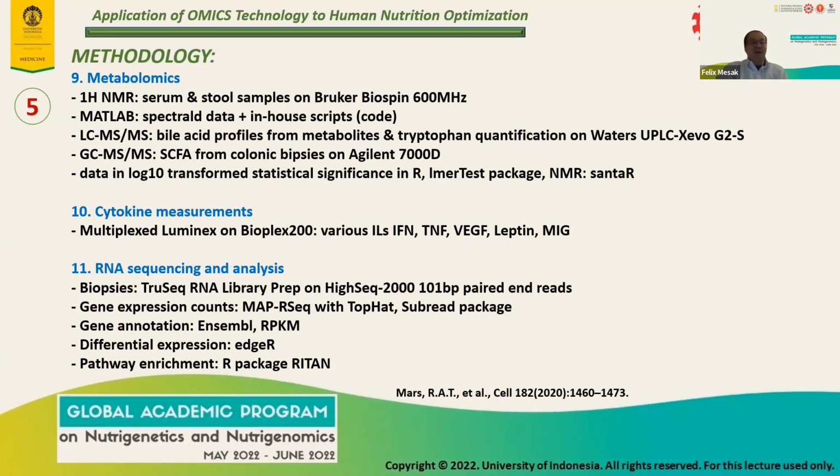Then we have metabolomics using NMR, serum and stool sample, subjected on a Bruker Biospin 600 megahertz, then analyzed using MATLAB, check the spectral data. And then they also run LC-MS/MS or GC-MS/MS, depending on the samples, and then they transform the statistical significance in R in several packages. And they wanted to find out the cytokine measurement using Luminex Bio-Plex 200 to measure various interleukins, interferons, TNF, PGF, leptins, MIG.